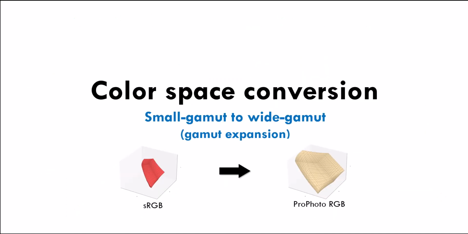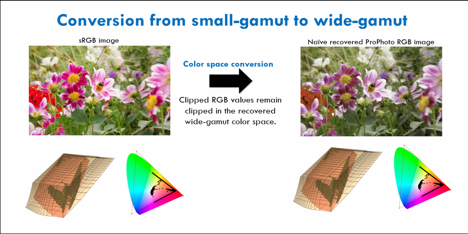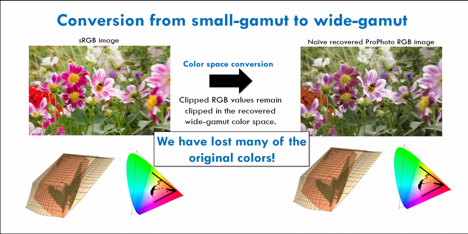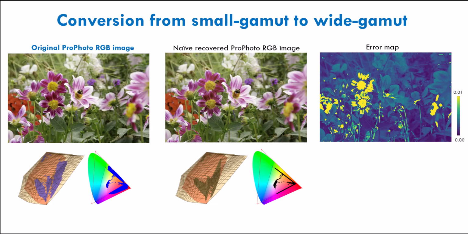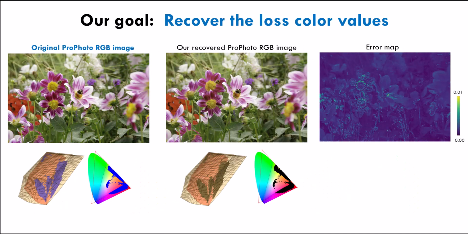Now we reverse the process, mapping back from the small gamut to the wide gamut color space. Without any additional information of the original ProPhoto values, a naive conversion will not modify the clipped colors. As a result, we have lost many of the original ProPhoto colors. When we plot the original and recovered ProPhoto images side by side, it may be hard to see the difference. However, we can see the difference clearly using an error map. The goal of our work is to recover the original wide gamut color values that were lost during gamut reduction. We can visualize the quality of this recovery using an error map.